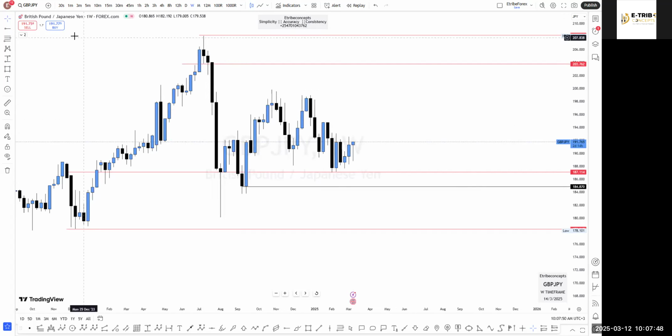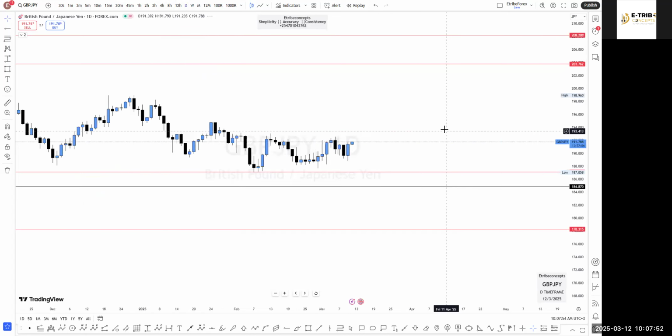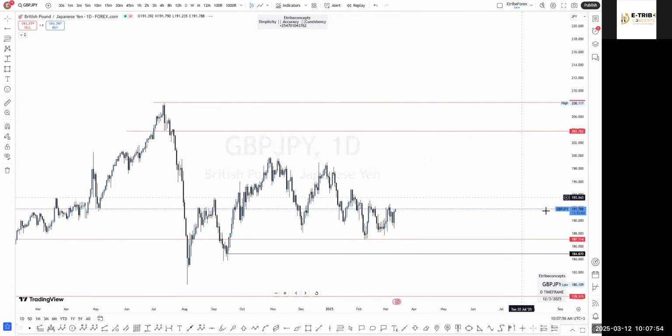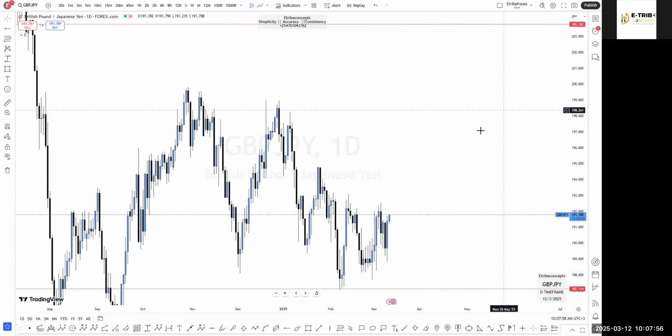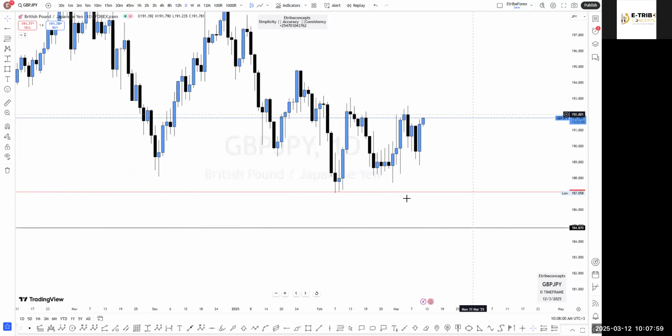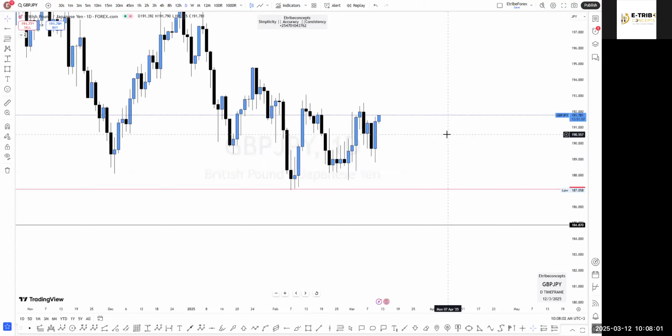Now, looking at GJ on the daily structure, or on the daily time frame, what do we have? First of all, for me, I'm still considering this because there are setups that.